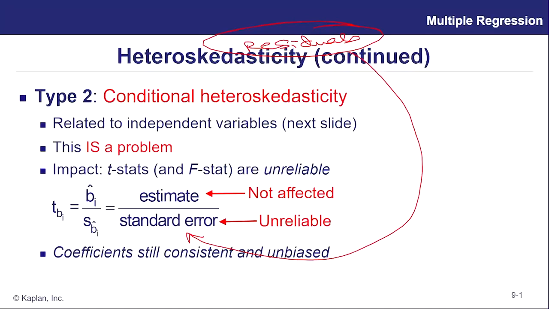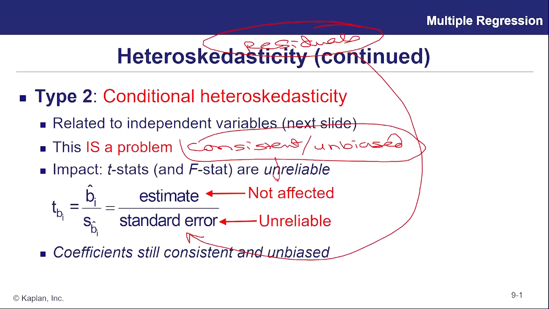The slope coefficients are still okay. They are still consistent, unbiased. That is what I mean by not affected. So the betas are okay. They're still consistent, they're still unbiased, but the standard error is unreliable.